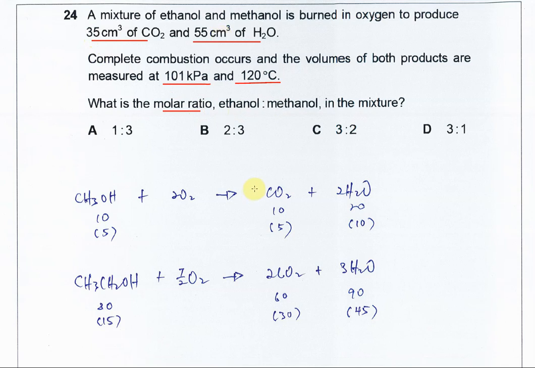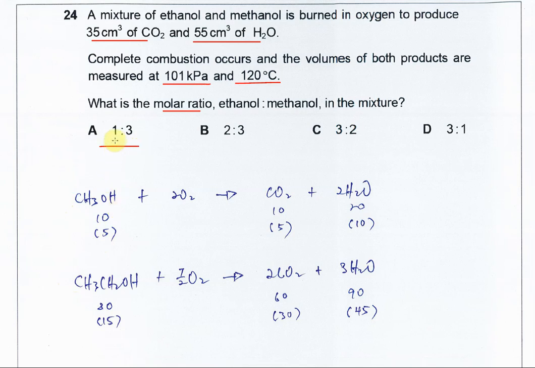So first you need to construct the balanced equations for the combustion of methanol and ethanol, and after that you try to use these two equations and get the correct answer. Okay, so let's say we want to try the first one, A.